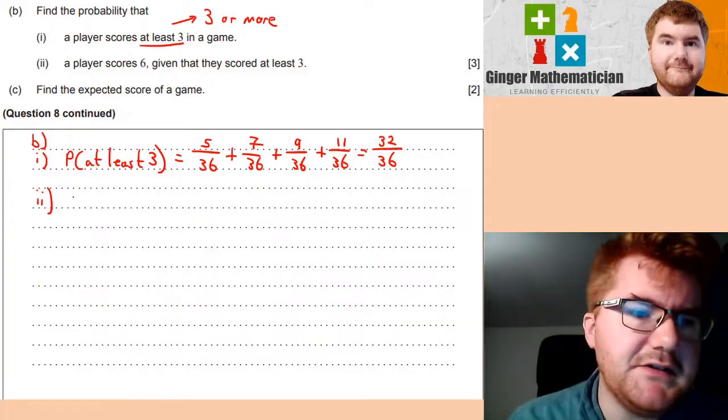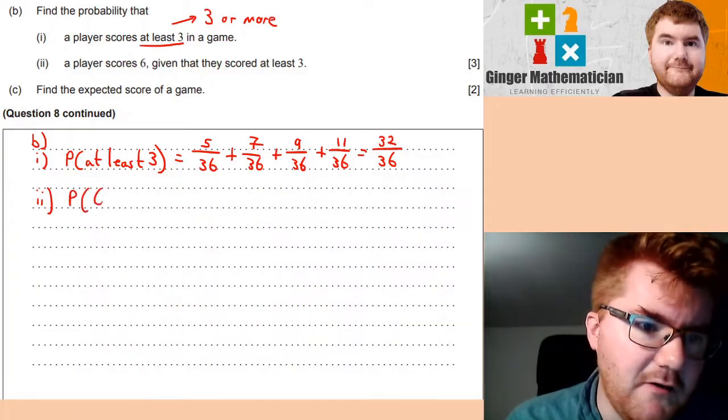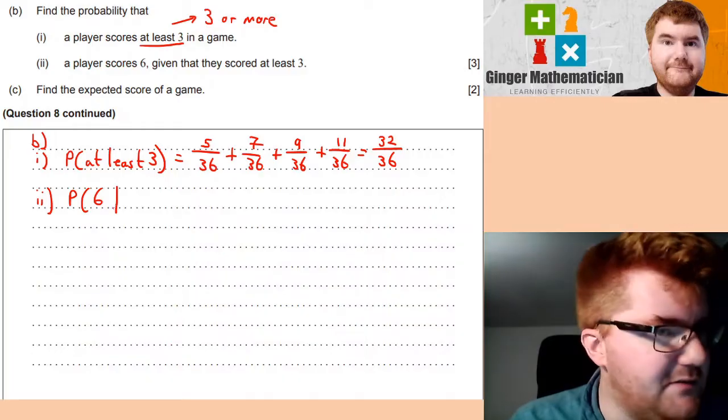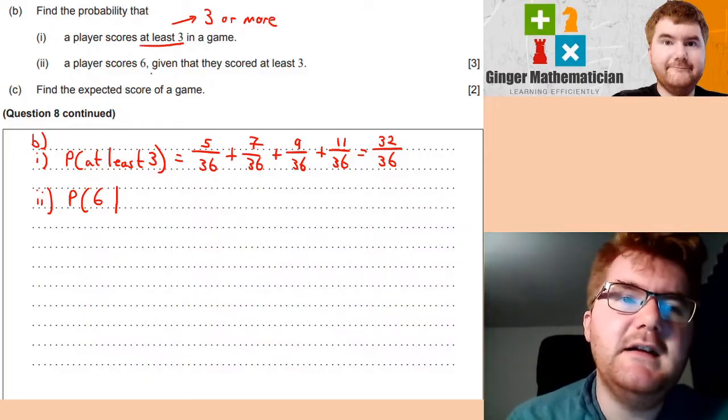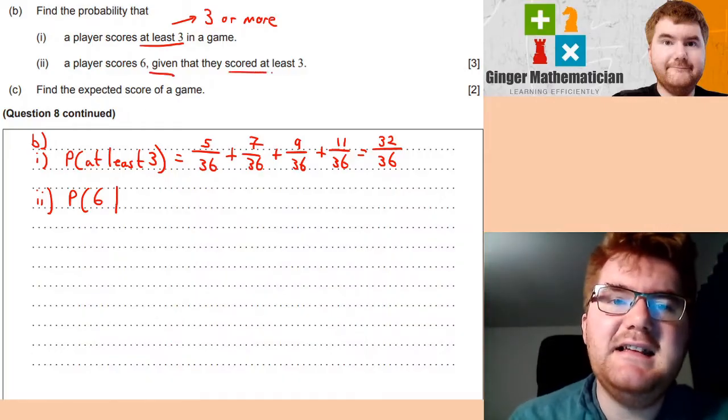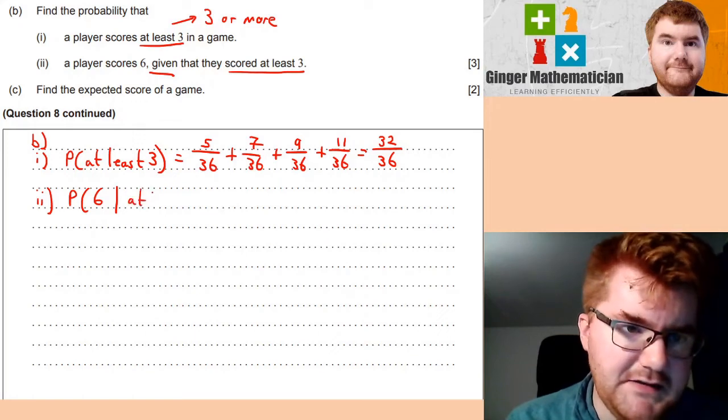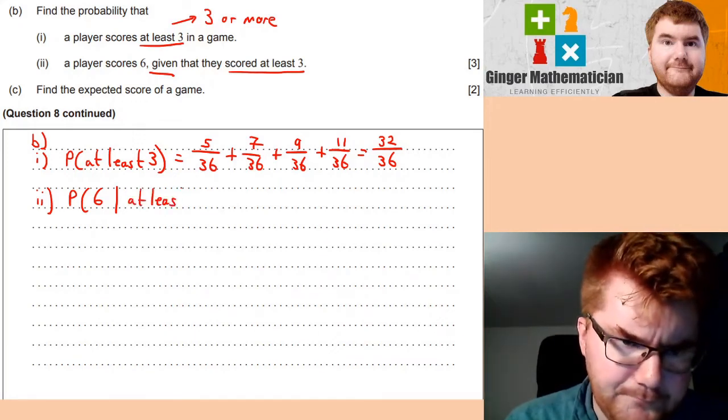Part 2 then, we want something a little bit different here. A player scores a 6, so we've got the probability of a 6 given, and this is where I put this conditional line in, given they scored at least a 3. Okay, so this is the way I would write this.